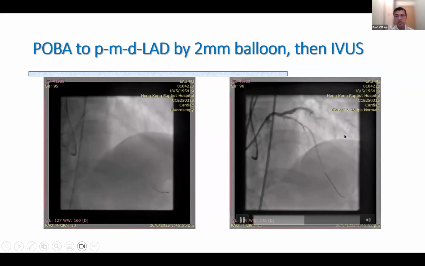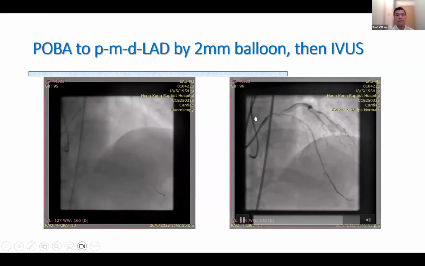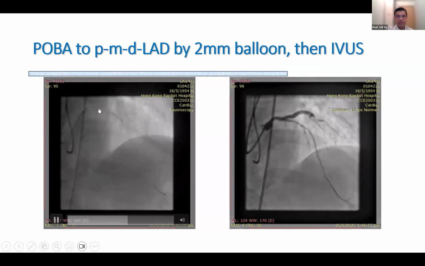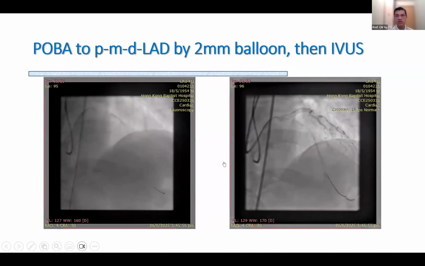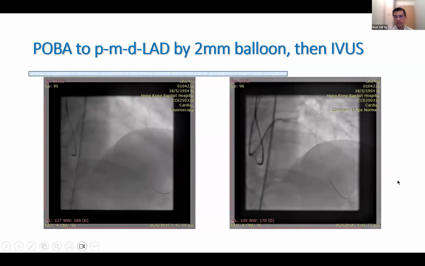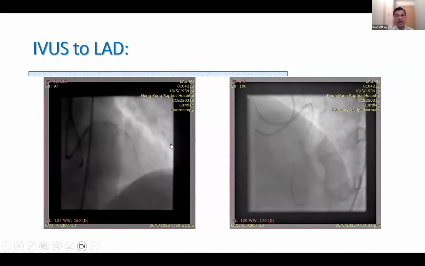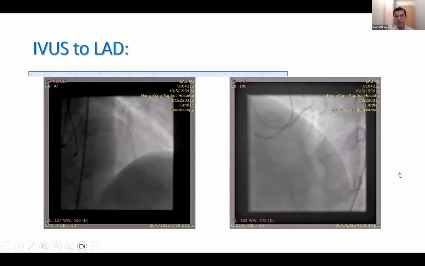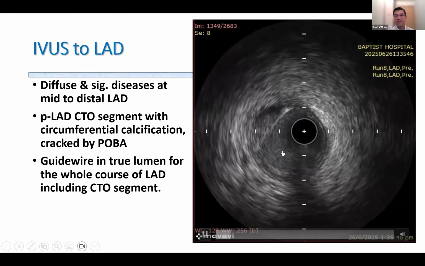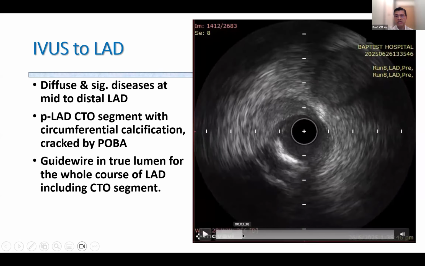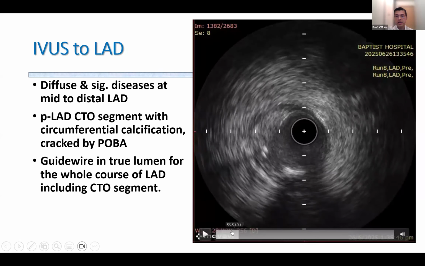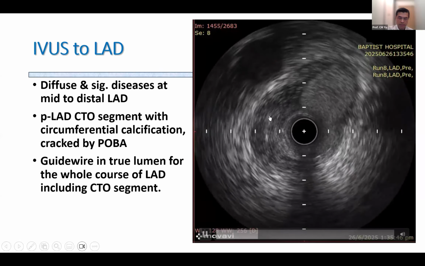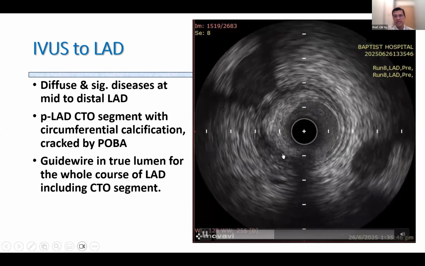Then we had an exchange, and also we have performed POBA. So we used a 2 mm balloon to dilate the whole region from distal to proximal, including the CTO segment. And of course, we performed IVUS from distal and pulled back to the proximal. IVUS actually shows diffuse disease. As you can see in here, that is a region where there's some contrast. That is the false track being dilated with the balloon from the last attempt.